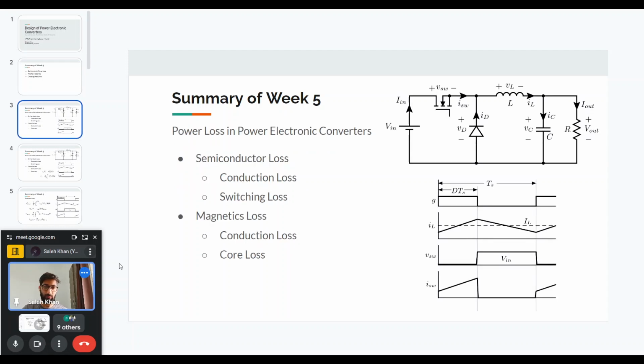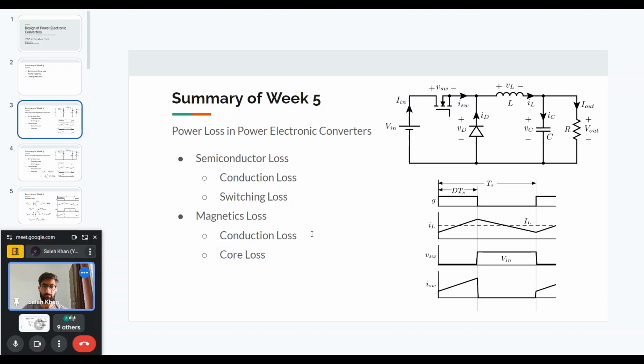So first of all, if we talk about power losses that happen in power electronic converters, there are two major sources of power loss. I mean, there are others as well, but these are the main two. The first one is power losses inside semiconductor devices. So these are the MOSFETs, IGBTs, and diodes that are switching. They carry the current and they switch on and off. So these are the components where power loss happens. And another major source is the magnetics, which is the inductors and the transformers.